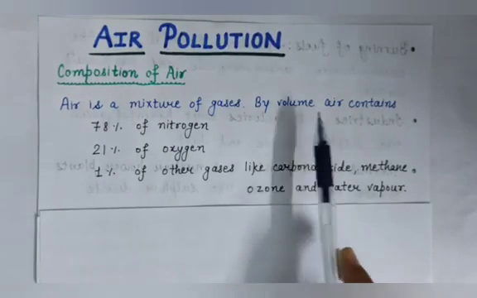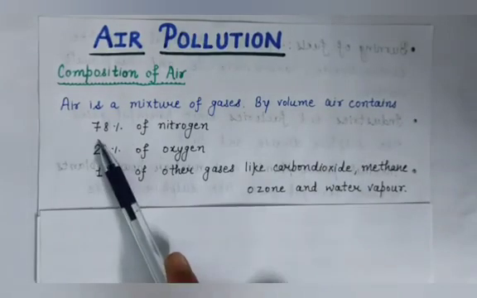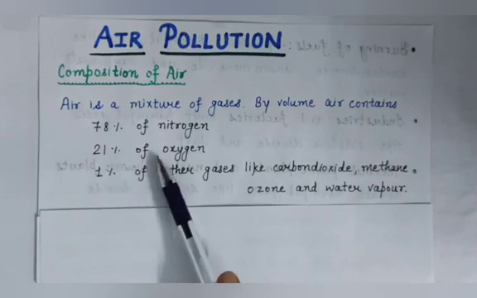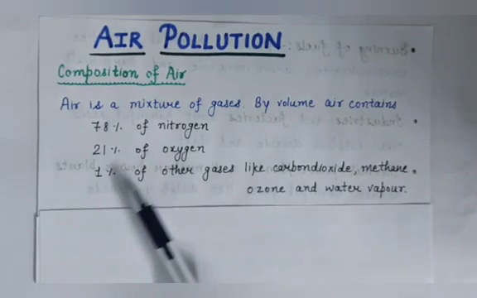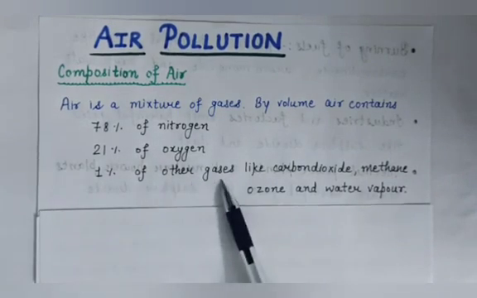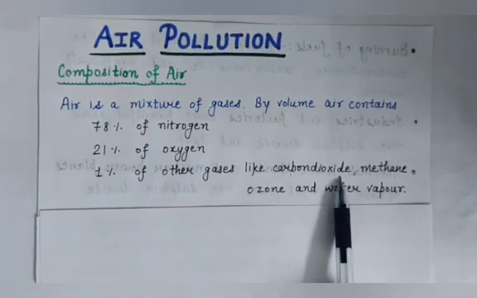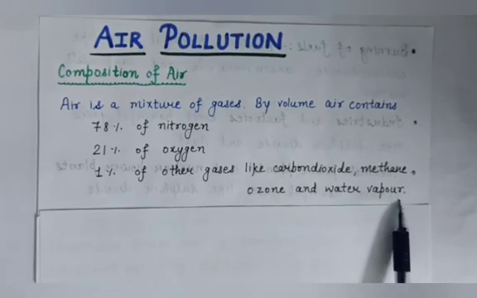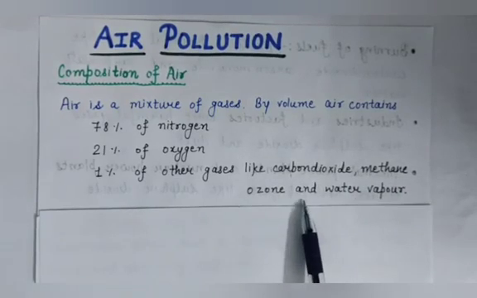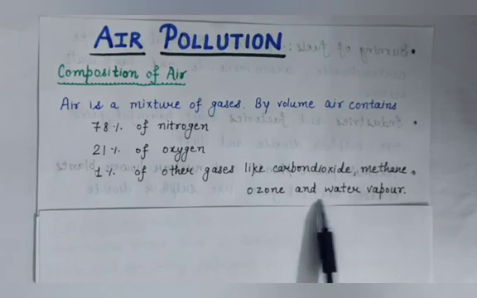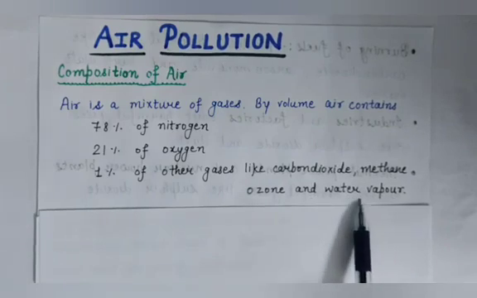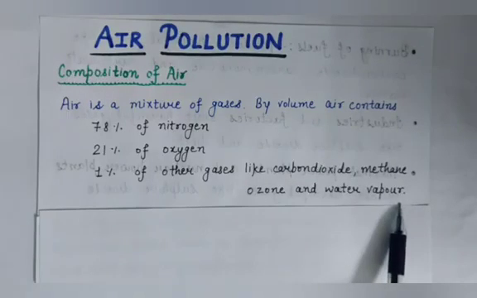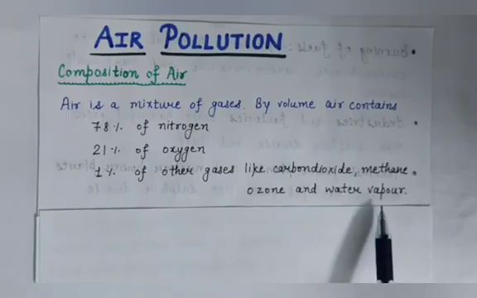And by volume, air contains 78% of nitrogen, 21% of oxygen and 1% of other gases, which include carbon dioxide, methane, ozone and water vapors. And dust particles are also present in air. But the amount of water vapors and dust particles vary from place to place. Okay, so this is the composition of air.